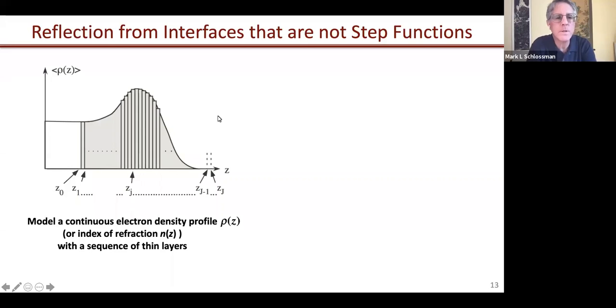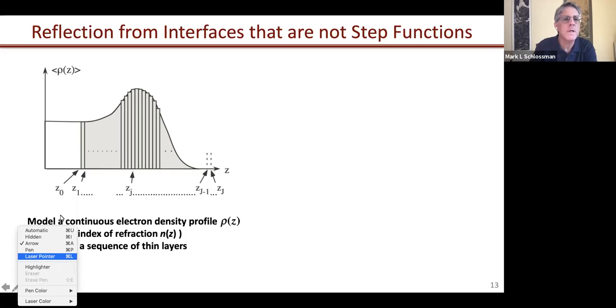Okay, so now we're going to address calculation of the reflectivity when the electron density profile is not a step function. So here, for example, you have an electron density profile that varies continuously, and instead of having just a sharp drop off as a step function.